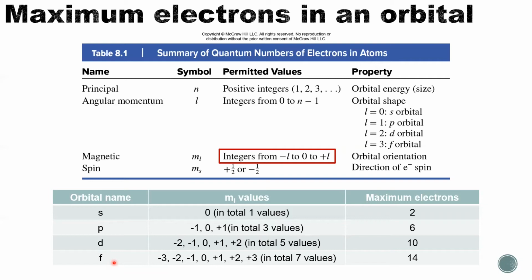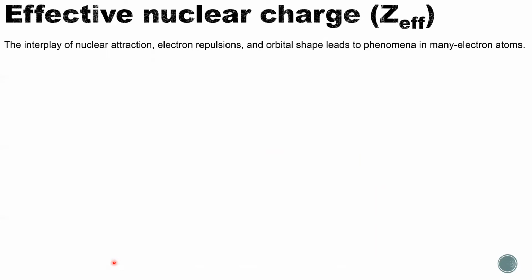Now we know the different types of orbitals. Now we are going to move on to the multi-electron system, an atom with multiple electrons. There are a few things we need to talk about. First is called effective nuclear charge. That's under the big umbrella of electron-electron interactions, or how these electrons behave in the atom. The interplay of nuclear attraction, electron repulsions, and orbital shape leads to phenomena in many electron atoms. When we say phenomena, basically we refer to different energy levels of these electrons.